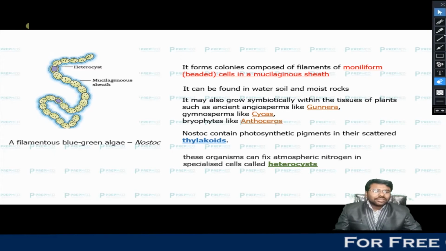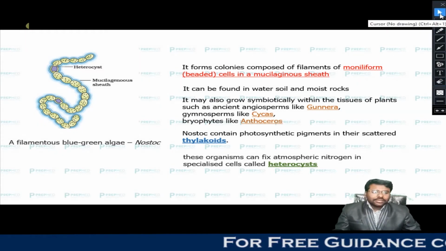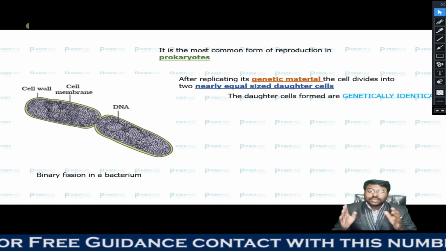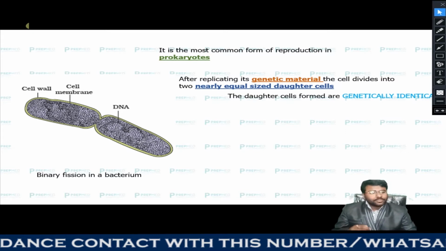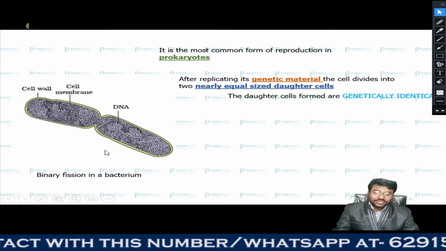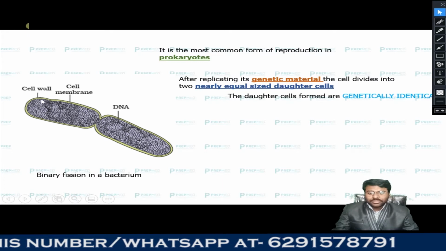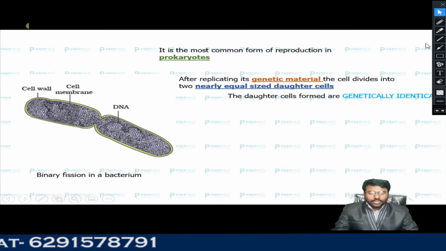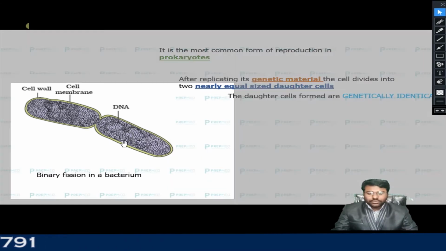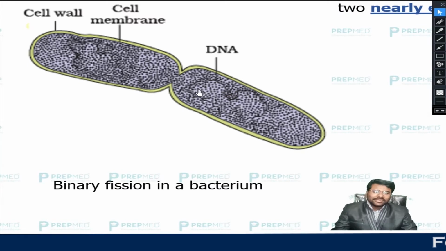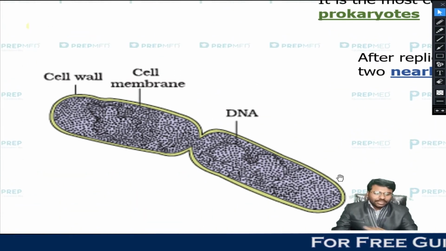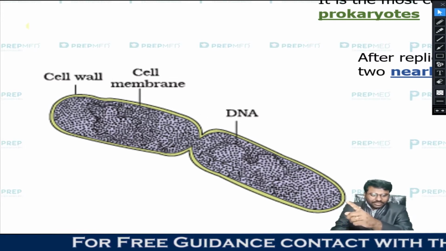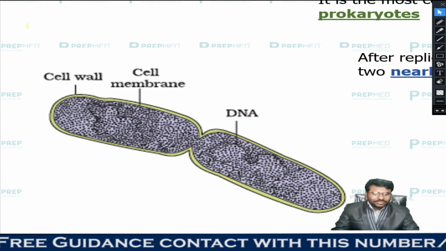Now coming to the next slide, the 7th slide, where the binary fission of the bacterium is given. This is also asked, but it is a very easy slide. This is the cell membrane. There is a cell wall on the outside, the cell membrane below the cell wall, and there is the DNA part. Okay, I am zooming in. This is the DNA part. This part is the cell membrane, the outer part is the cell wall, and there is the DNA part.